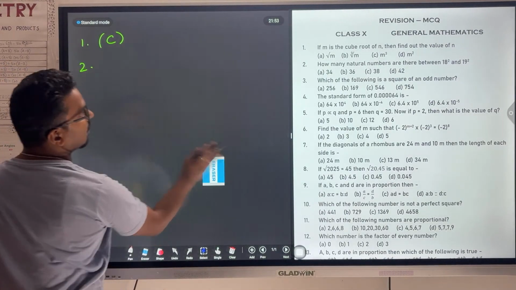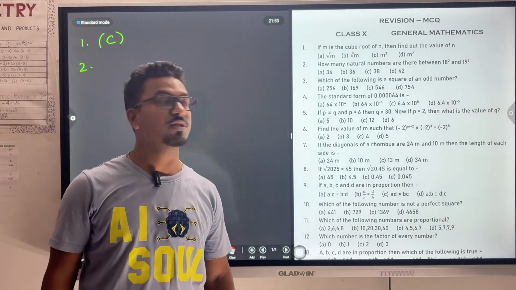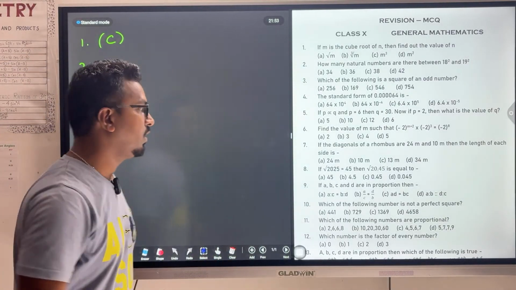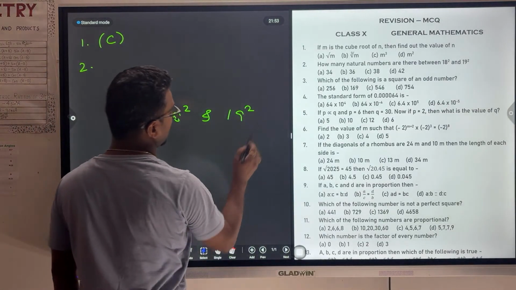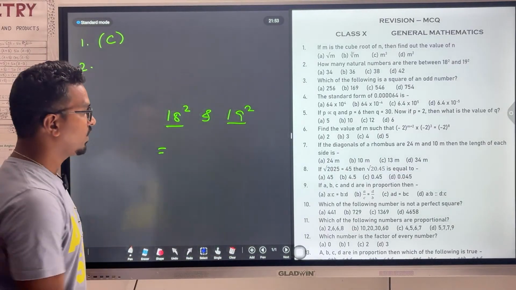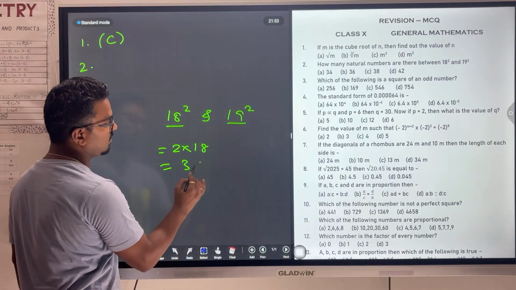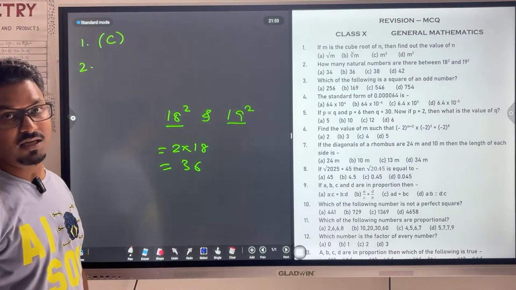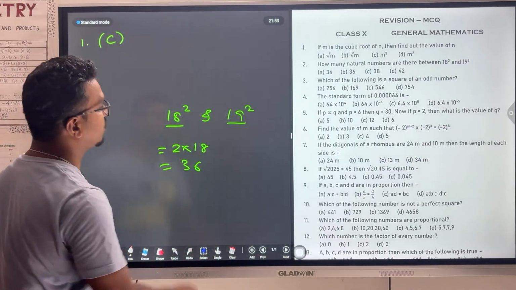Next question is: how many natural numbers are there between 18 square and 19 square? 18 square and 19 square are consecutive numbers. If they are consecutive numbers, you multiply the first number by 2. What does it become? 36. So there are 36 numbers between 18 square and 19 square. So option B.